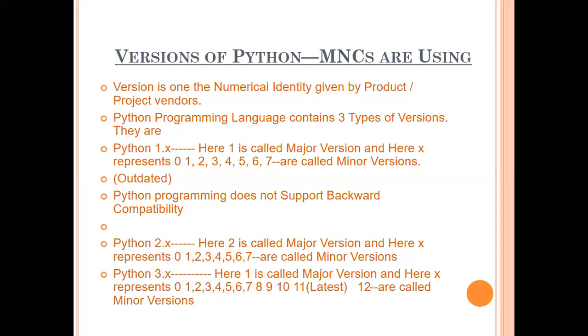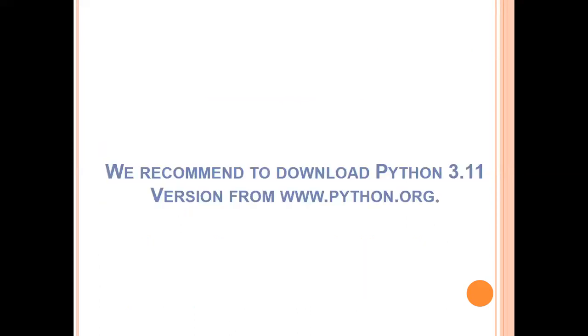Python 2.x, like I told you, 2 is the major version, and the rest are the minor versions. Same with Python 3.x, where 3 is the major version and .0, .1, .2, .3 are the minor versions. The latest version of Python programming is 3.11.5. So you need to download it from the official website. I have shown you the downloading process of Python software also.